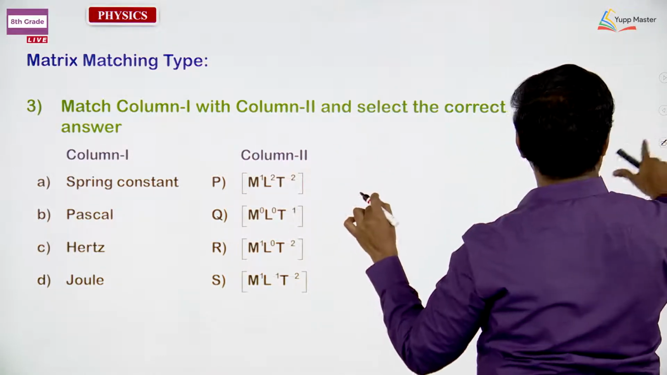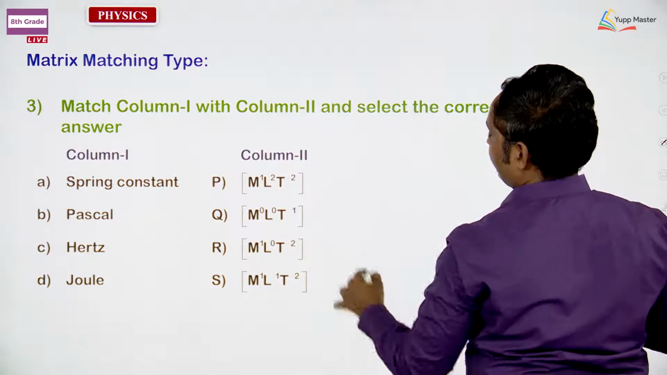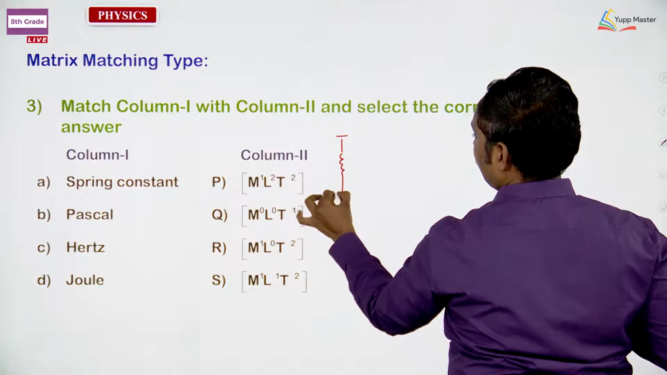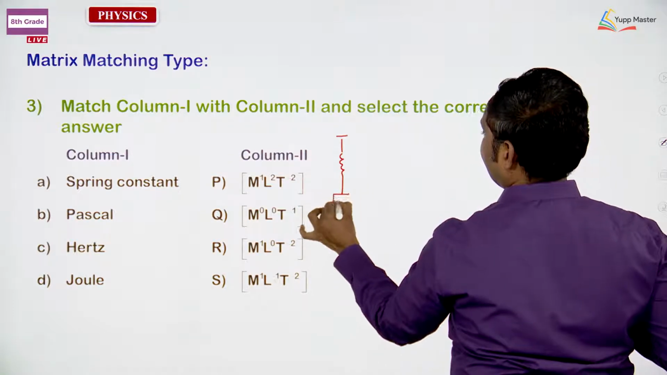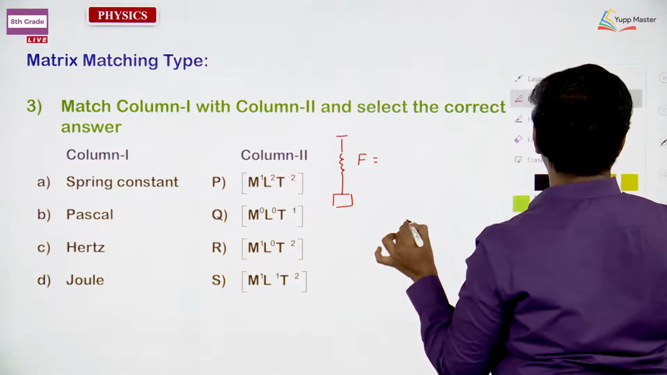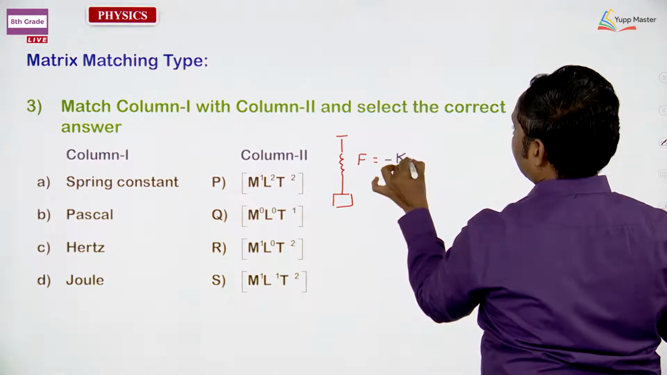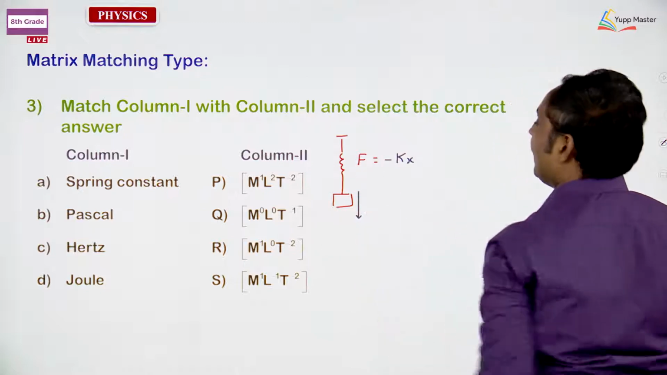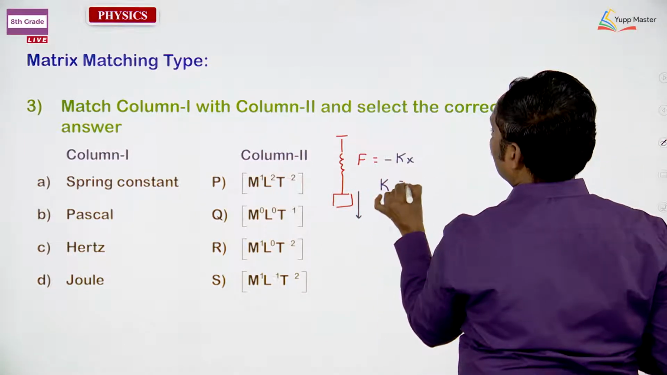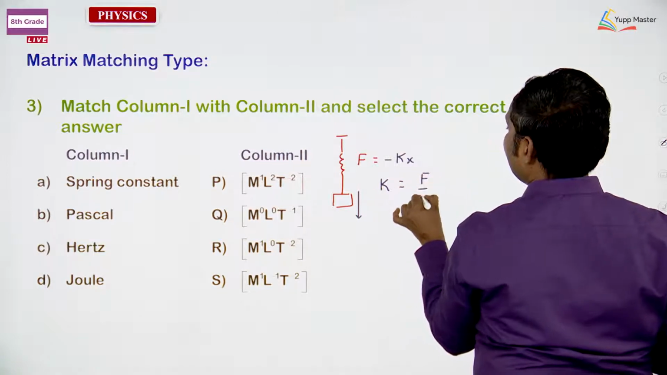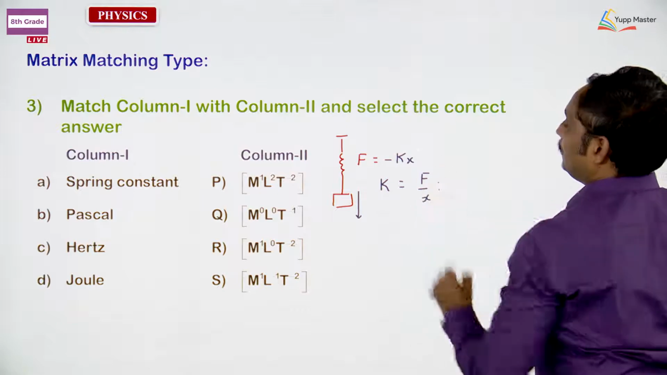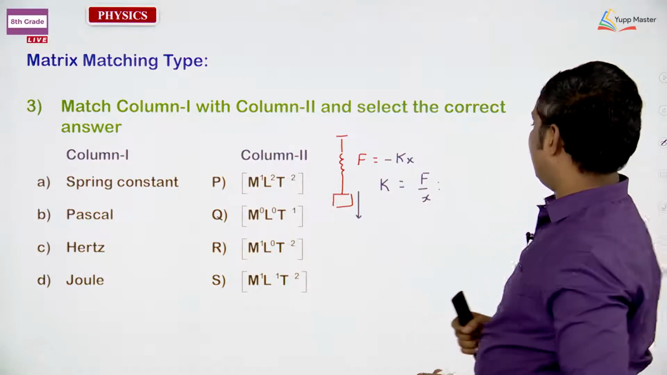You will take that, yeah, spring constant. If you take that one spring, it is attached to the mass. So it has the relation F is equal to minus Kx. We are going to ignore the sign. K is equal to F by x, K is equal to F by x.